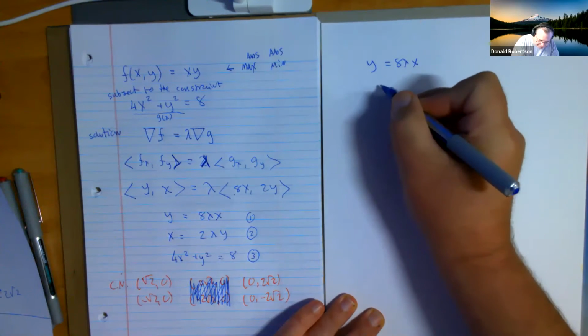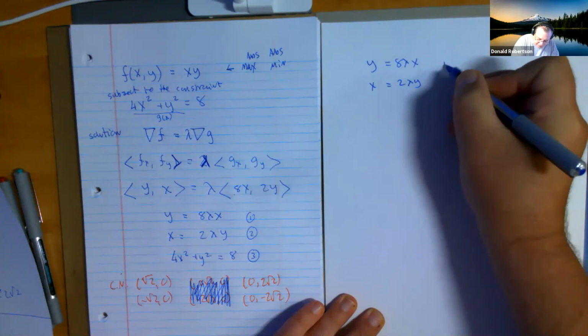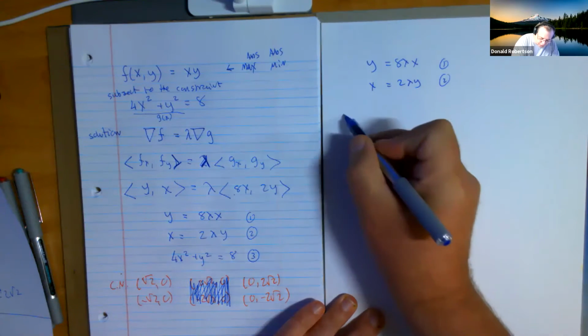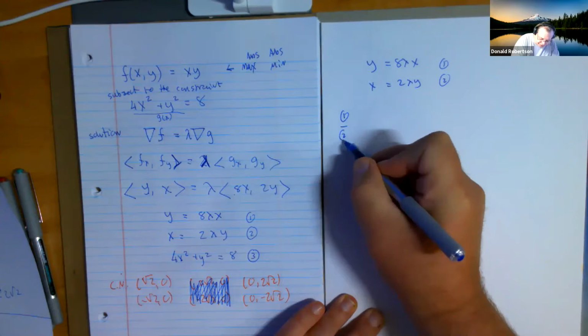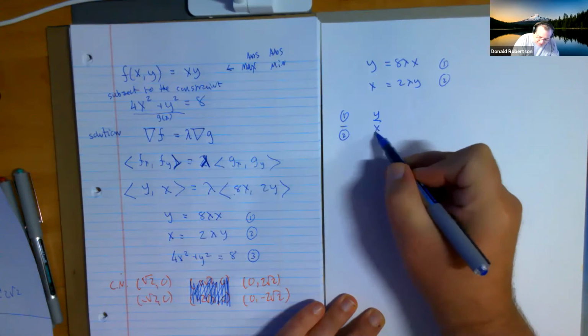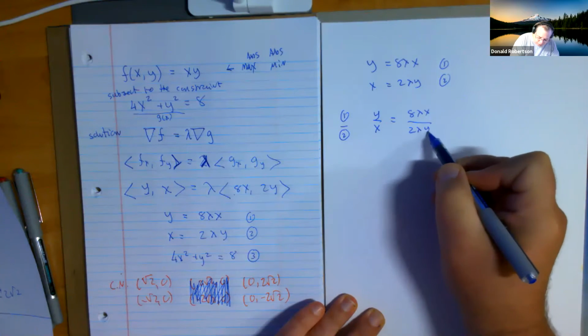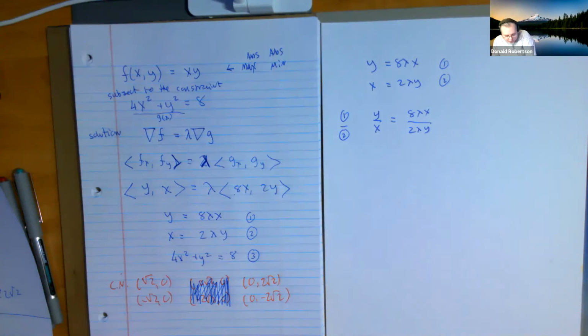And I'm just going to write them again for my own benefit. Well, in particular, these two. Because what I'm now going to do is divide 1 by 2. So if you take equation 1 and you divide it by equation 2, this little algebra trick has one job, and it does it really well. It takes care of getting rid of the lambdas.